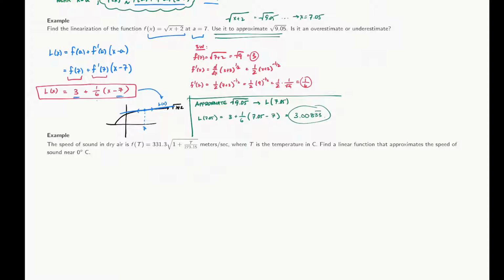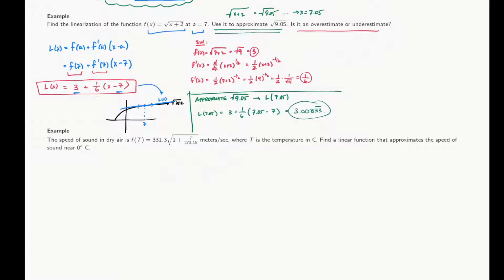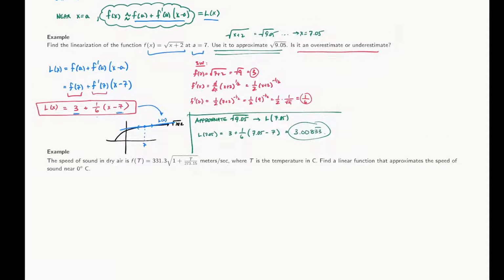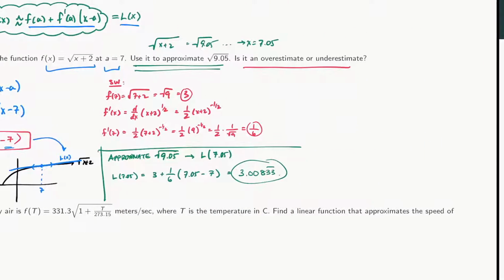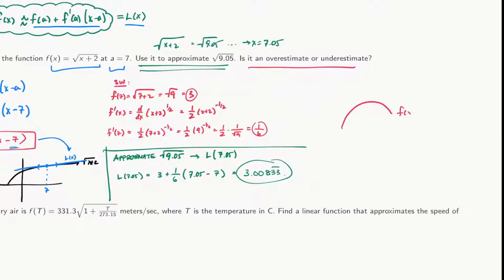And then the second question is, is this an overestimate or an underestimate? So you got to ask yourself, how would I know this? So there's two ways. One would be to do what I did, which is give yourself a quick sketch or maybe graph the function. You're going to see that this function is concave down. You're like, why does it matter that the function's concave down? Well, if a function is concave down, and then I draw some tangent line to it, notice what's happening with these values.